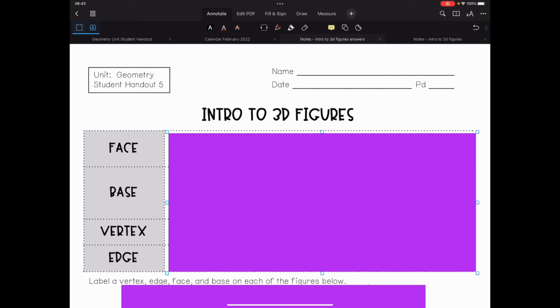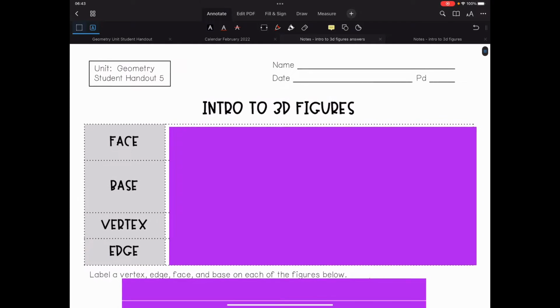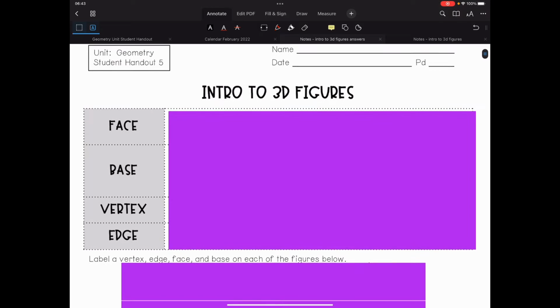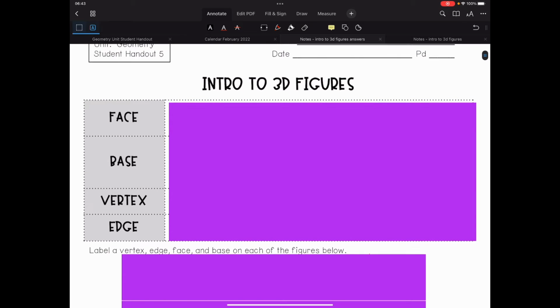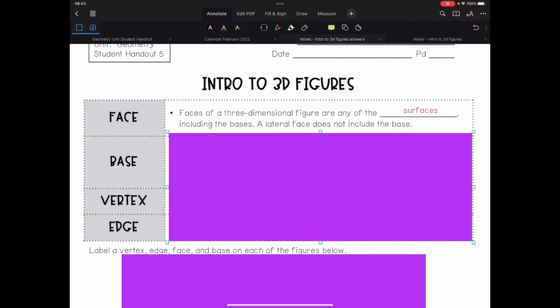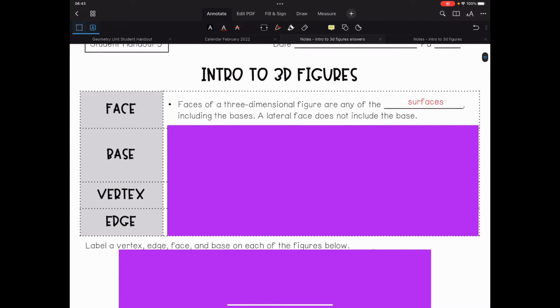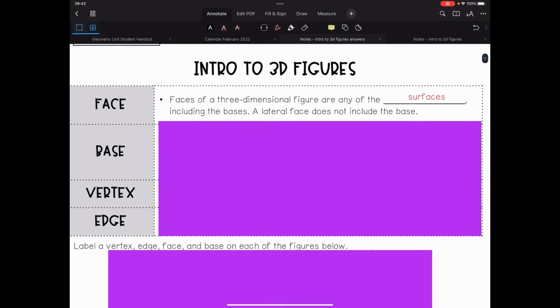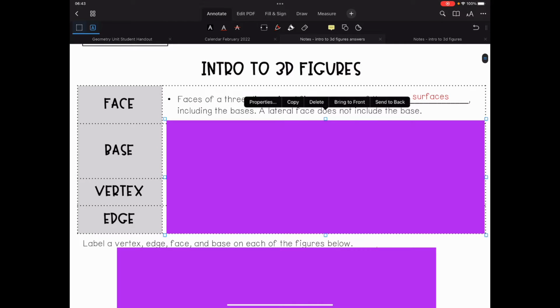In today's lesson, we're going to start turning our attention towards three-dimensional shapes. To do that, we're first going to start off with some basic vocabulary and parts of three-dimensional objects. So let's start with what are faces. Faces of three-dimensional shapes are any of the surfaces, including the bases. A lateral face does not include the base.